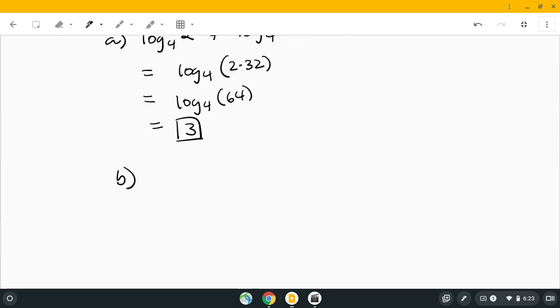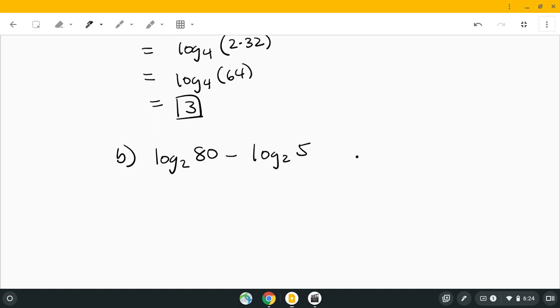Let's take a look at another one. Log base 2 of 80 minus log base 2 of 5. Here, 2 to some power is 5, and that's not something you can do in your head because it's going to be some decimal number. 2 squared is 4, that's too small, but 2 cubed is 8, and that's too big. So it's going to be somewhere between 2 and 3, 2 point something. We can't even really do this in our heads.